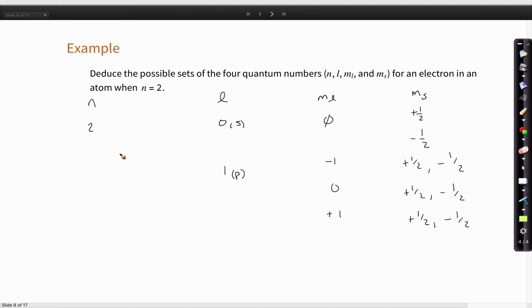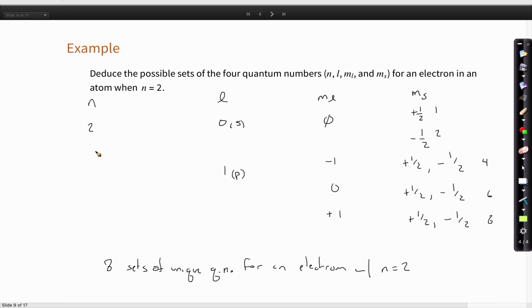So let's count all the total number of possibilities. That's one possibility here, two possibilities here, 3 and 4 here, 5 and 6 here, 7 and 8 here. So there are 8 sets of unique quantum numbers for an electron with n equals 2. So if you tell me I only care about electrons that are in the second floor, the second shell, then I will tell you, well, there are 8 possibilities.